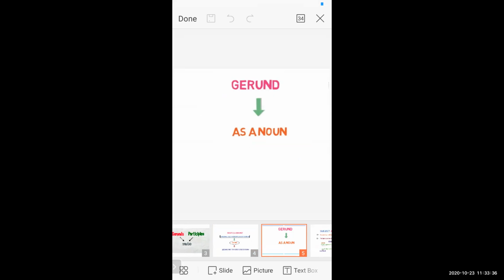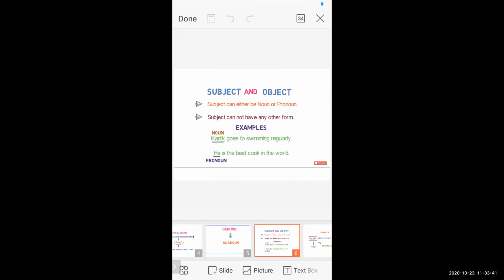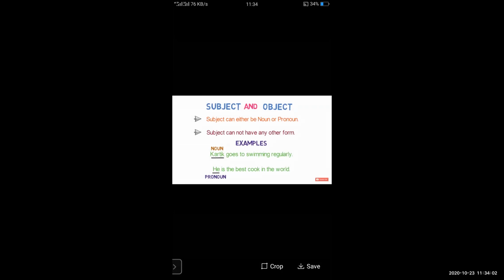You can clearly understand this when I show you the sentences. But first, see this. You might say, teacher, a noun means a subject or else an object. That means a noun and pronoun come under the noun. Noun means a person, place, animal or thing. For example, Karthik goes to swim regularly. Here the person's name is the noun. Pronoun: he is the best cook in the world. Here he, she, it are pronouns.